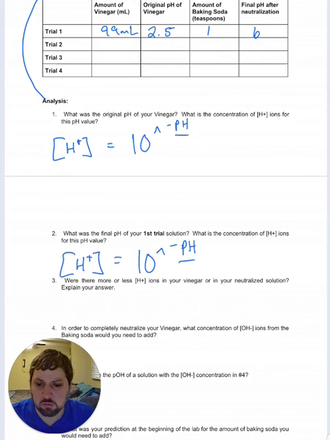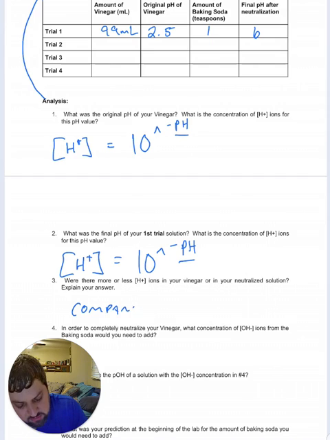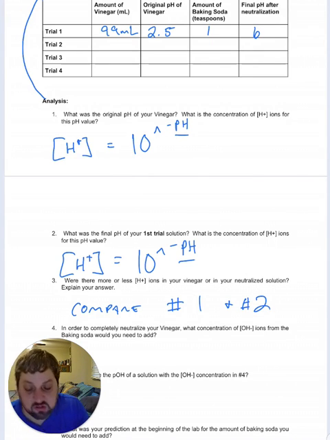Let's keep going through here, right? Number 3, were there more or less hydrogen ions in your vinegar or your neutralized solution? So this is essentially saying, compare numbers 1 and 2. Are they the same? Is one bigger? Is one different? Right? Explain then why you see those differences or why you see those similarities.